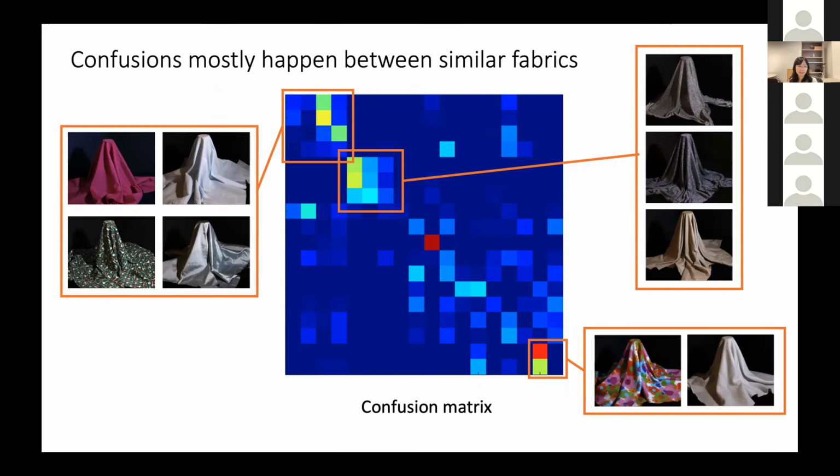So this means our neural network is not exactly learning the identity of the fabrics, but instead it's trying to find a quantitative way to describe the physical properties of the fabrics, and that shows the similarities of the materials. Okay, so that is what we did in the past.